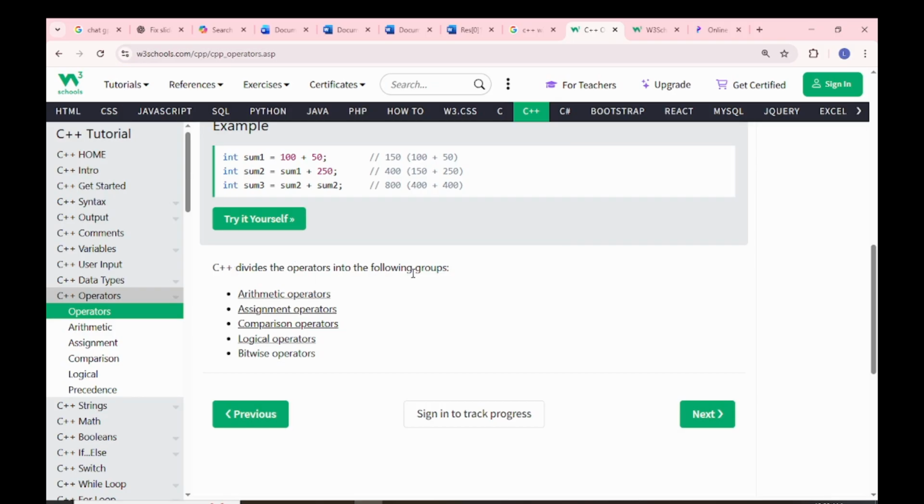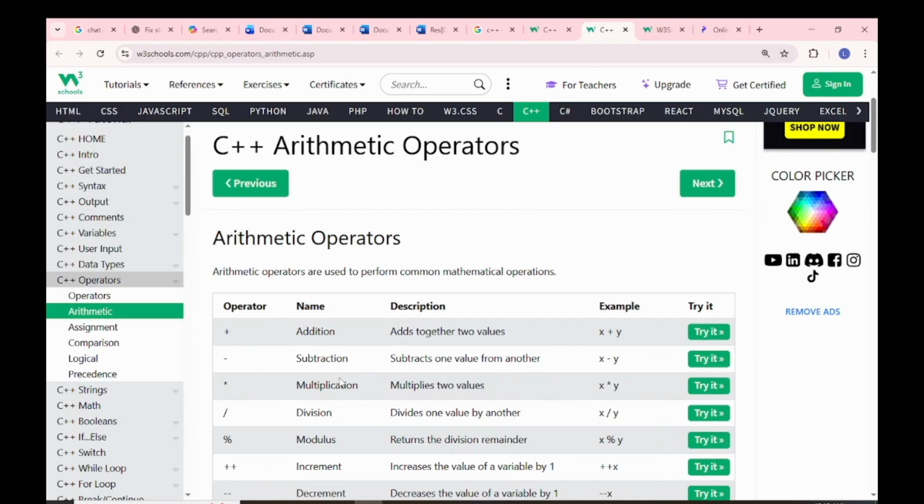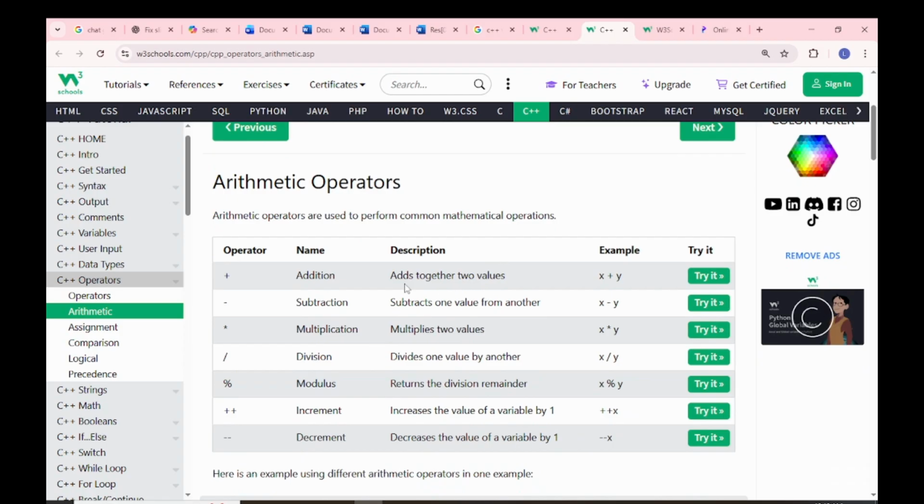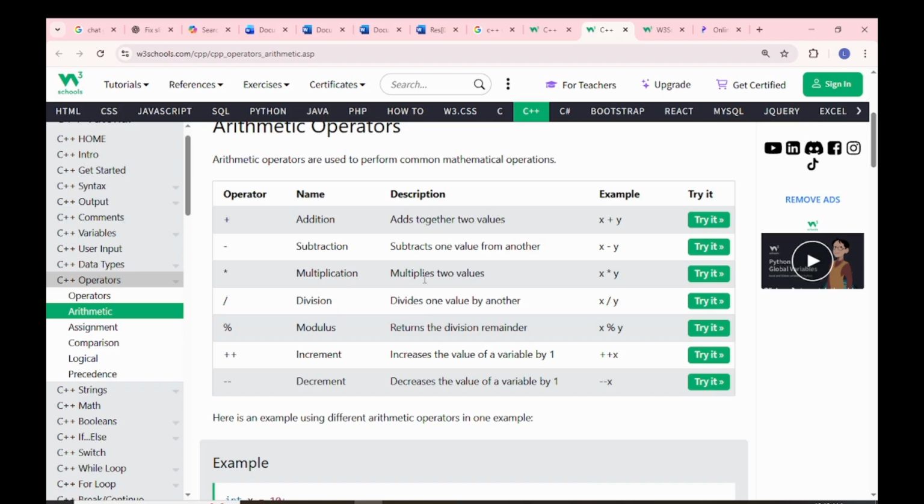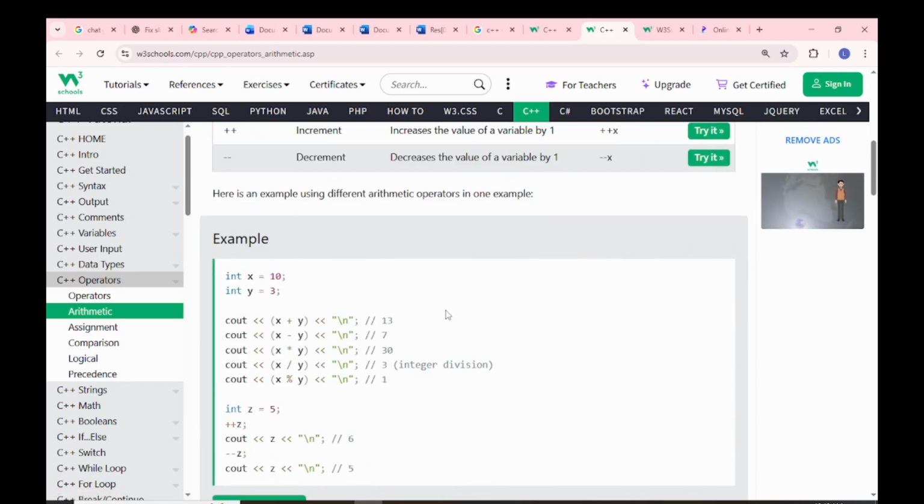C++ divides the operators into the following groups: arithmetic operators, assignment operators, comparison operators, logical operators, bitwise operators. So let's go for the arithmetic operators. Arithmetic operators are used to perform common mathematical operations: addition, which adds together two values, subtraction, multiplication, division. Okay, so if we want, we can try them.